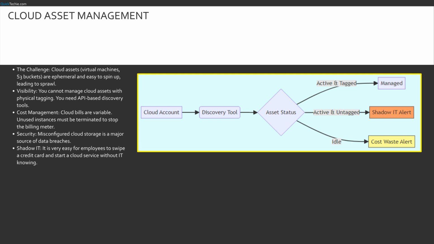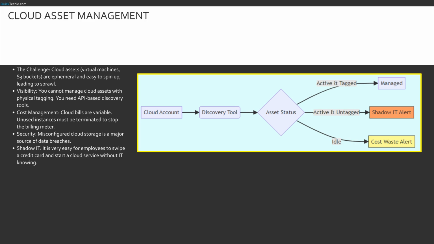The cloud changes everything. Cloud asset management is difficult because assets like virtual machines can appear and disappear in seconds. Physical tags don't work here. We need API-based tools to discover what we are running. The biggest risk is sprawl, servers that are running and billing us but aren't being used. We also face huge security risks. A single misconfigured storage bucket can expose all our data. Finally, shadow IT is rampant in the cloud because anyone with a credit card can start a server. We must implement strict monitoring to detect these unauthorized assets.